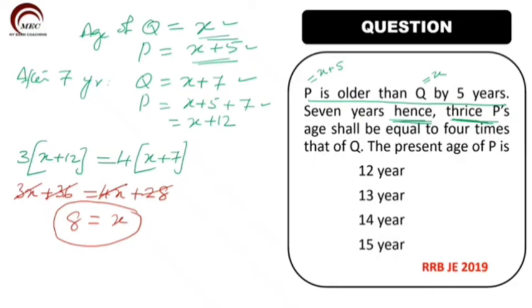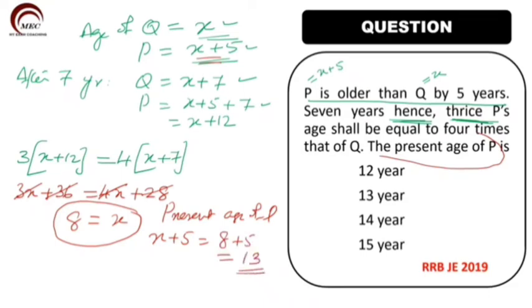What do we want to find out? The present age of P. So P is x plus 5. So the present age of P is equal to x plus 5. We got x is equal to 8. So 8 plus 5, which is equal to 13 years. So from the given options, you can mark the correct option as 13. Okay, kindly note it and then we'll go to the next question.